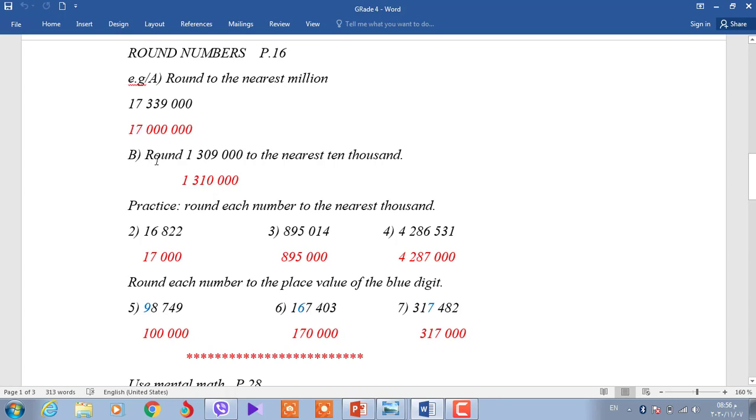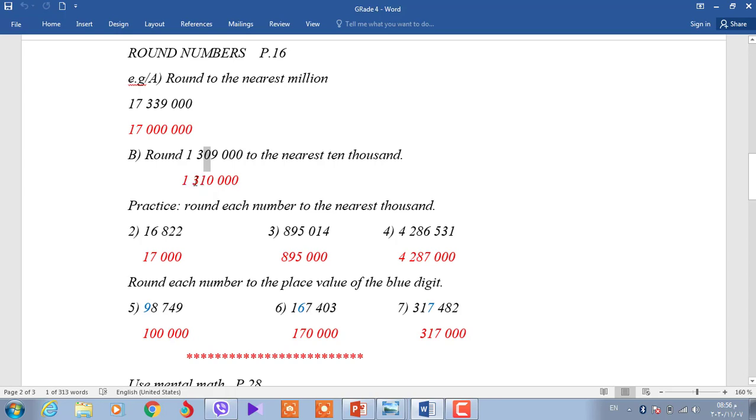In example B, we have to round 1,309,000 to the nearest 10,000. I tell you in 10,000. Which one is in 10,000? We have ones, tens, 100, 1,000, 10,000. So we have 0 in 10,000. Round the 0. The next number is 9. 9 is greater than 5. So increase 0 by 1. Because we have 0, increase by 1 equals 1.